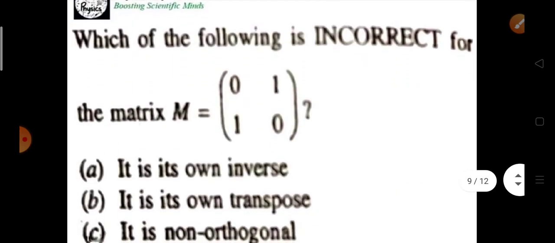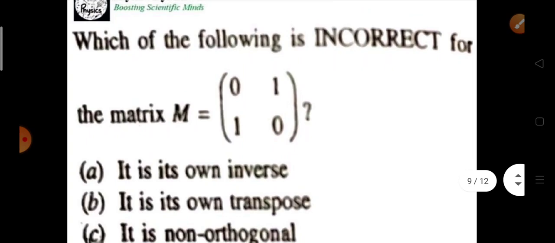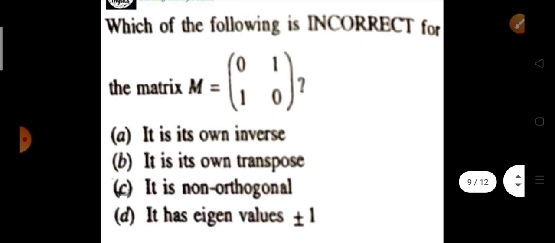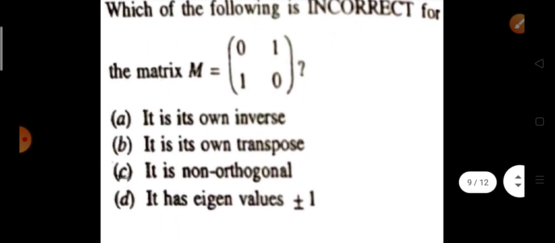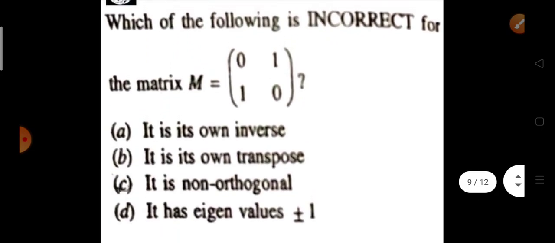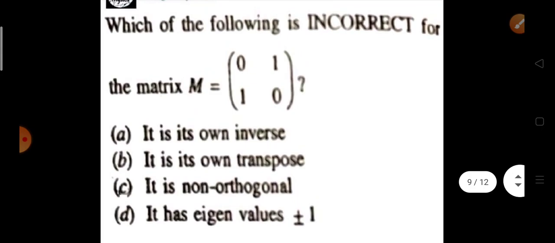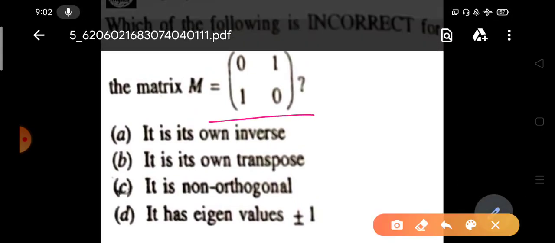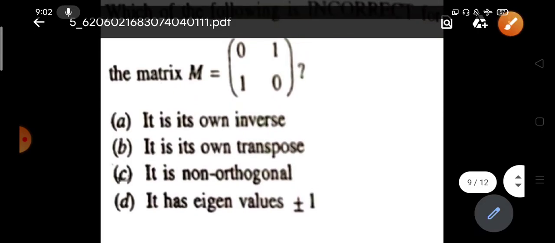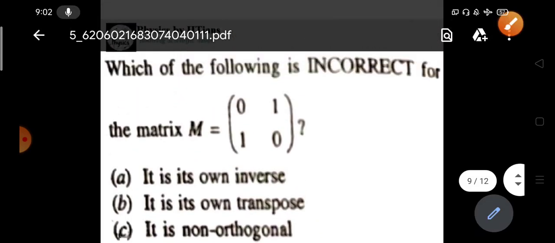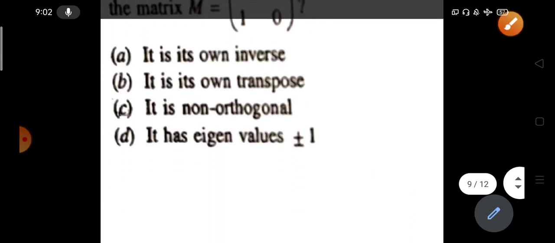The next question is, which of the following is incorrect for the matrix M, that is 0, 1, 1, 0. The options are: it is its own inverse, it is its own transpose, it is non-orthogonal, it has eigenvalues plus or minus 1. So you have been given a matrix 0, 1, 1, 0, and you have to tell which one of the options is incorrect. For this you have to check the inverse of this matrix, the transpose, the orthogonality, and the eigenvalues.